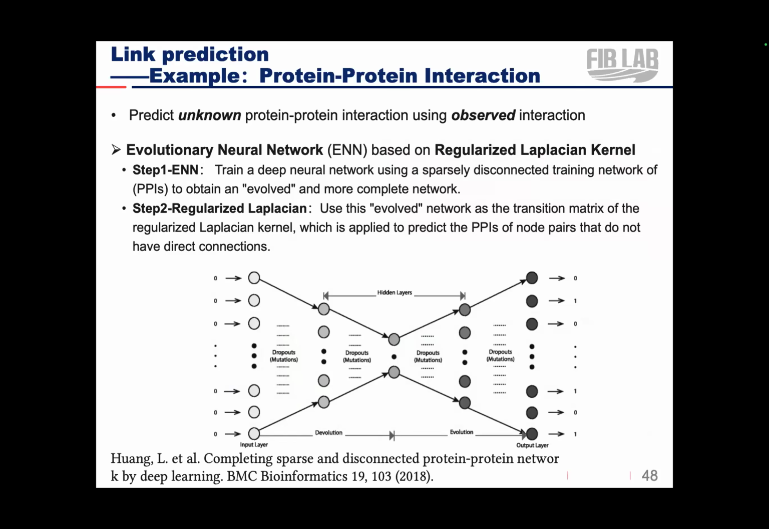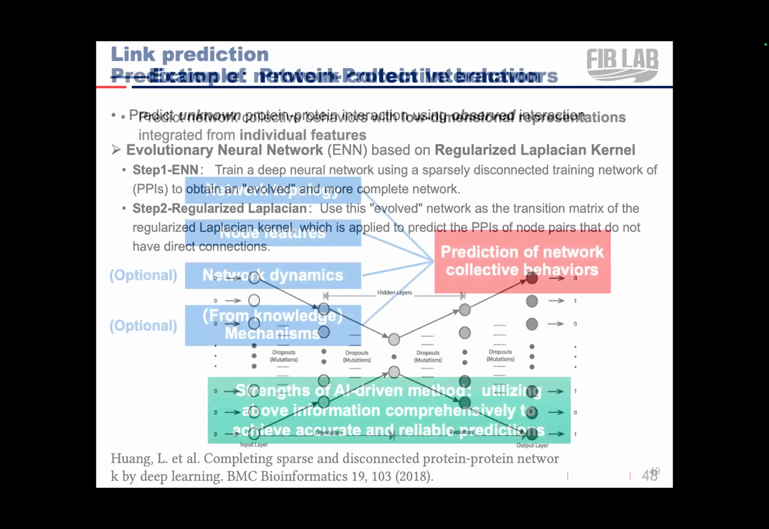For example, the authors of this paper employ an evolutionary neural network based on a regularized Laplacian kernel. The first step is to train a deep neural network using a sparsely connected training network to obtain an evolved and more complete network. The second step is to use the evolved network as the transition matrix of the regularized Laplacian kernel, which is applied to predict the protein-protein interactions of node pairs that do not have direct connections.